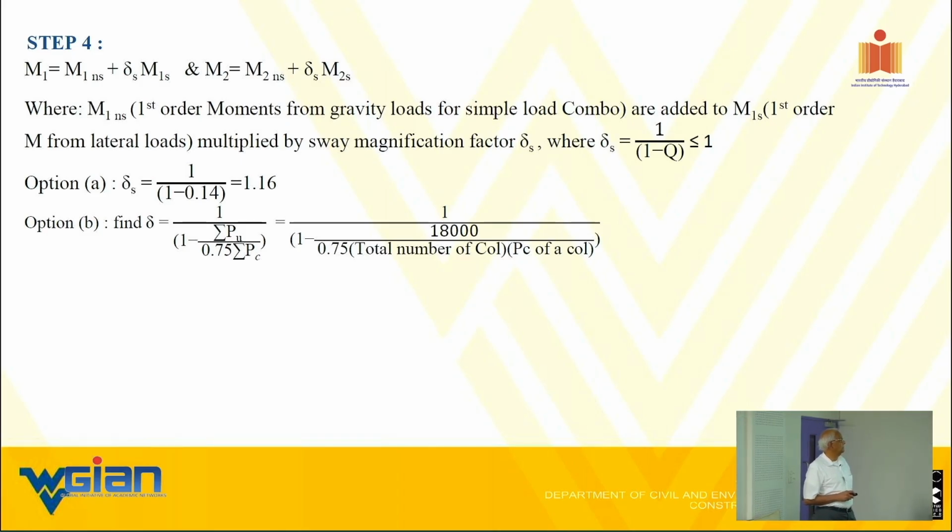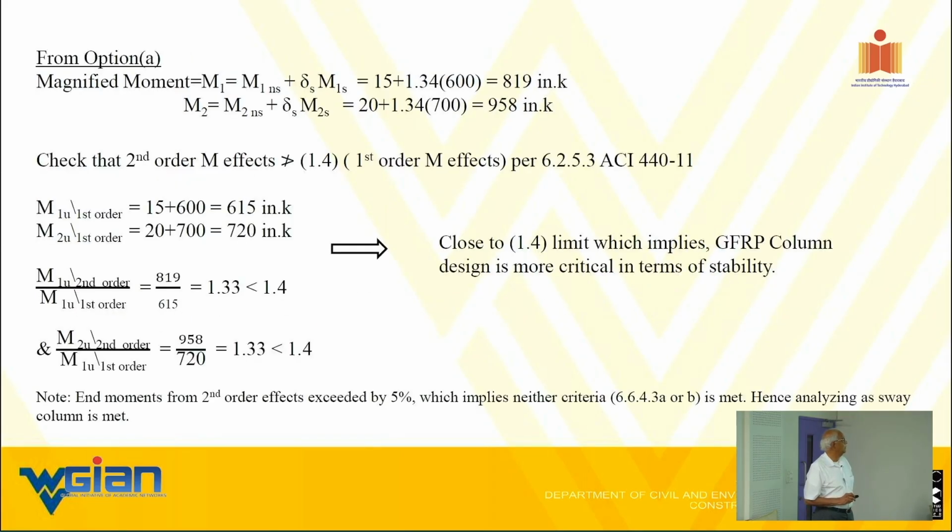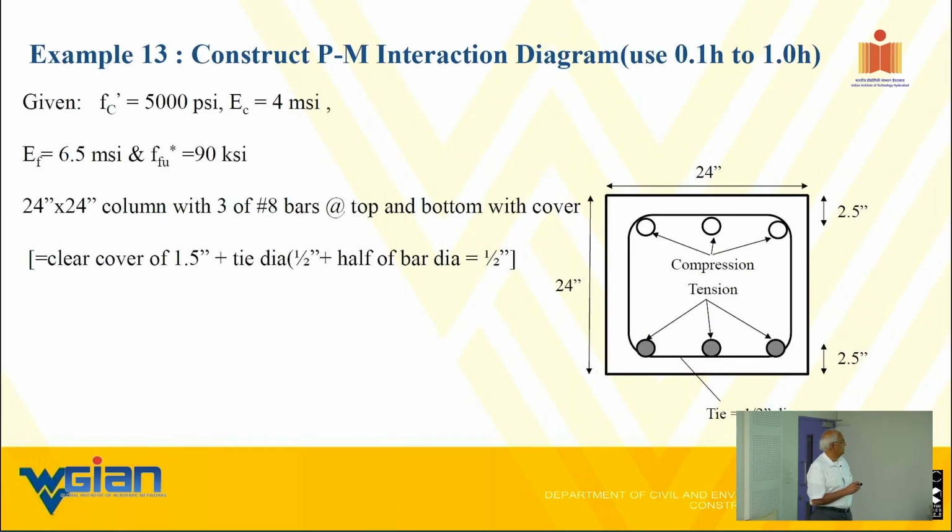So one option is to come up with this A, and B is what we have shown you there. So the delta S is not very close to option A of 1.16. A more accurate analysis will give you a closer result. From option A, we said that's not very close, but one can go with it if you want. The second order effects.